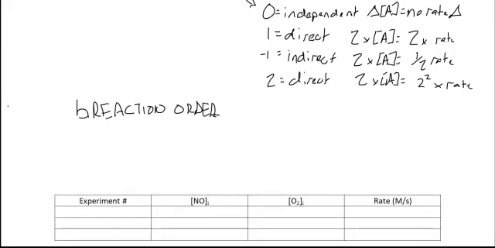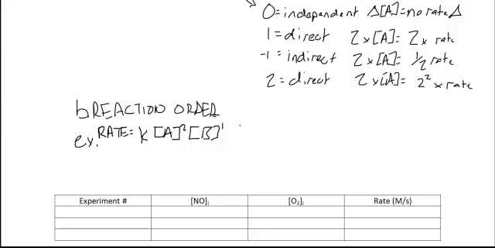So reaction order. We have the following rate law. We're going to write rate equals K, our rate constant again, times the concentration of A to the second power times the concentration of B to the first power. Okay? And again, these numbers 2 and 1 have been determined experimentally.